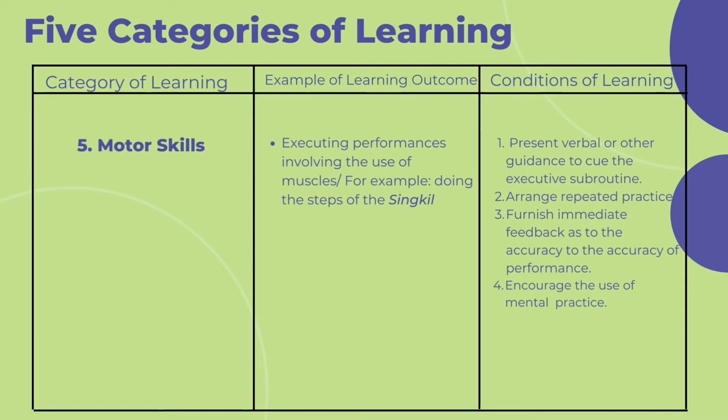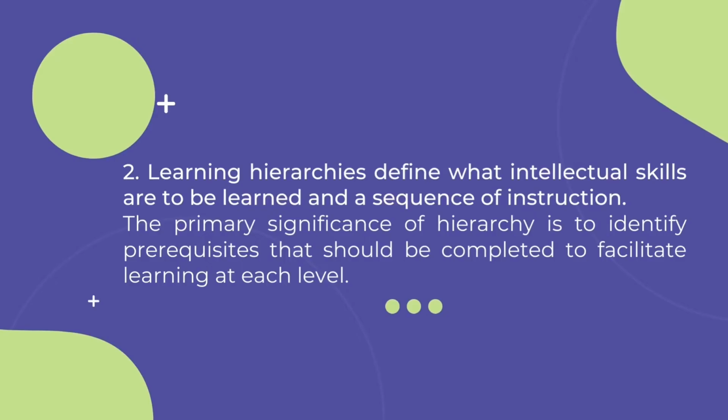Since we already learned the first principle, let's proceed to the second principle. The second principle is learning hierarchies define what intellectual skills are to be learned and a sequence of instruction. Gagne suggests that learning tasks for intellectual skills can be organized in a hierarchy according to complexity: stimulus recognition, response generation, procedure following, use of terminology, discriminations, concept formulation, rule application, and problem solving.